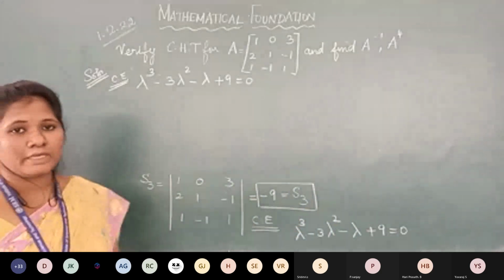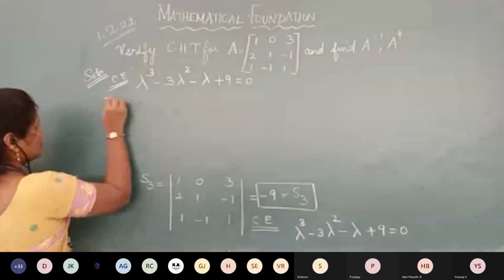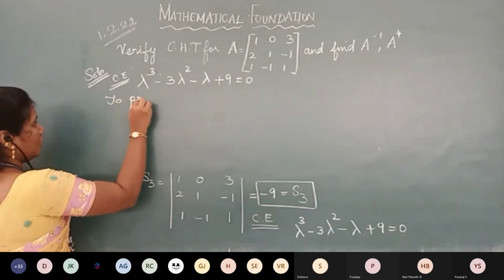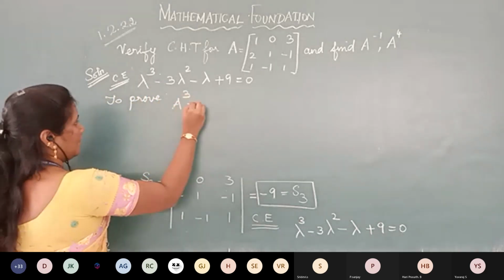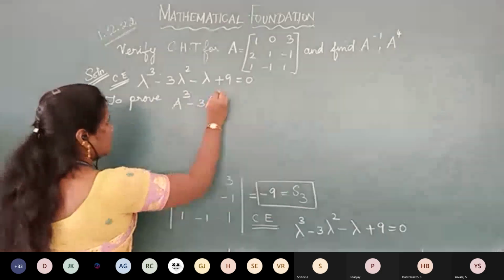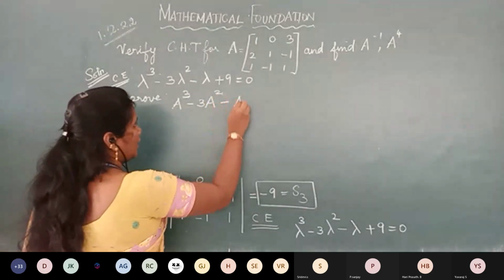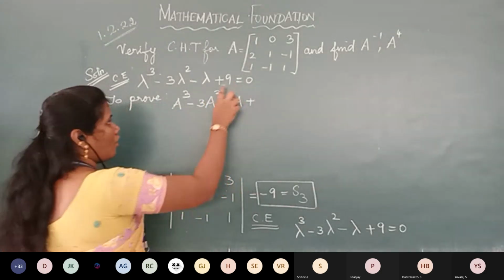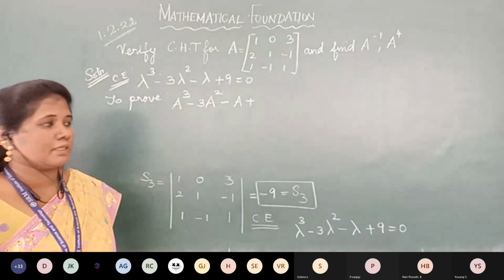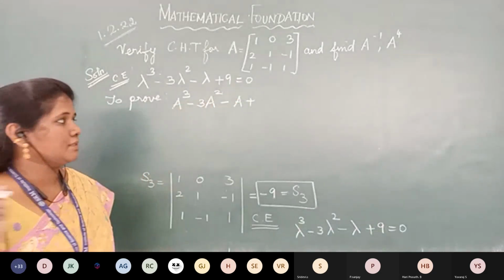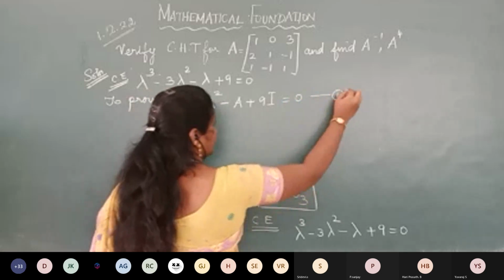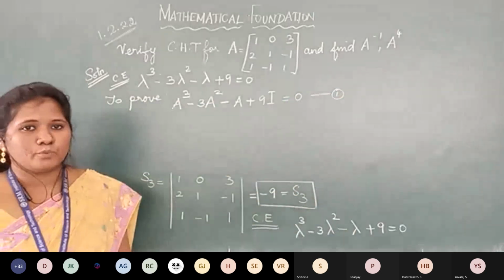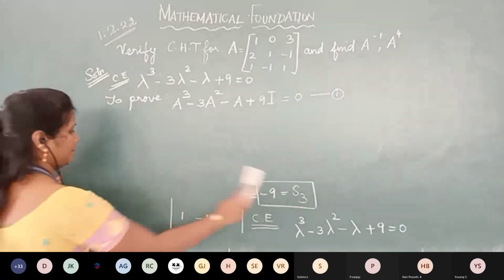So to verify the Cayley-Hamilton theorem, what do you have to prove? You have to prove A cube minus 3A square minus A plus 9I equals 0, where the constant term is taken as the identity matrix. Okay, this you will have to prove. So that will be your first step.